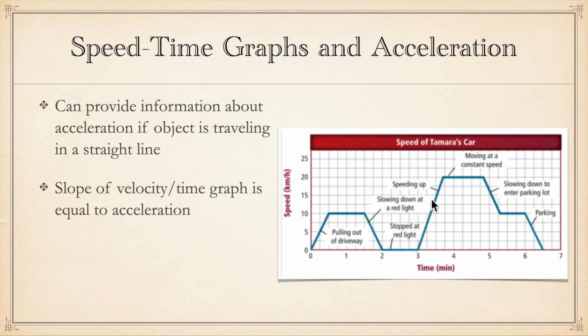Then we speed up again, move at a constant speed for a couple minutes here. Then we slow back down to enter a parking lot. Then we travel at a constant speed around the parking lot, and then we park and we stop. So this is a speed time graph, and the slope is equal to your acceleration. If you have a positive slope, you have positive acceleration. If you have a negative slope, you have a negative acceleration or slowing down.